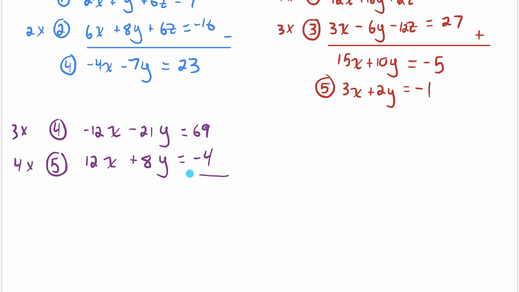And because the coefficients of the x's have opposite signs, I know adding will eliminate the variables. So let me add all the like terms together. I get 0x, the x's eliminate, minus 13y equals 65. The fact that I still have a variable remaining tells me that these two lines actually do intersect.